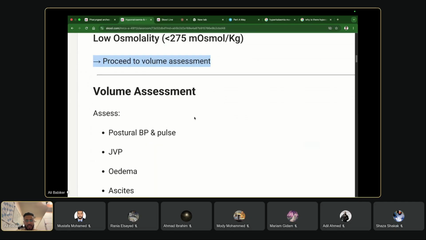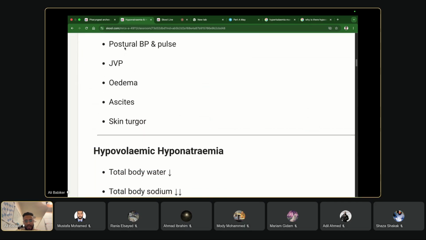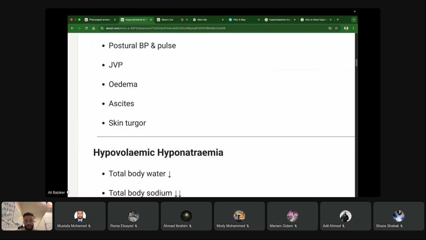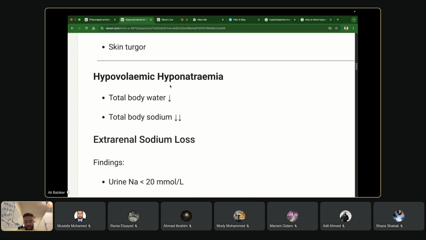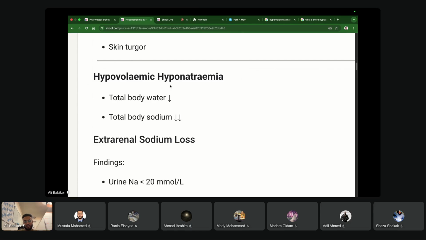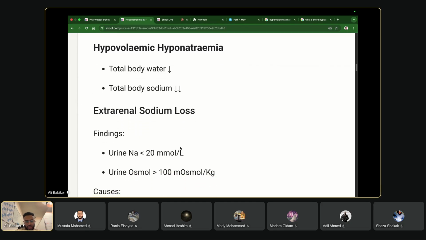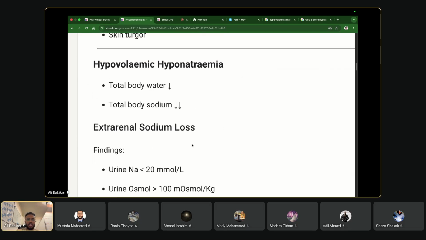Hypovolemic. We said if there is low osmolality, we'll do the volume assessment. For the volume assessment, you check this. If your patient is hypovolemic, meaning there's no ascites, there's no edema, JVP is not distended, and the skin is dry, that means there is total body water reduction or total body sodium reduction. How do you determine that? By checking the urine sodium. Extrarenal sodium loss, the urine sodium will be less than 10 millimole, and the urine osmolality will be more than 100 milliosmol per kilogram. So in a scenario, they will mention these numbers for you just to reach the diagnosis. Okay?